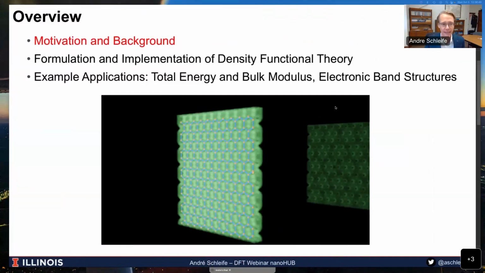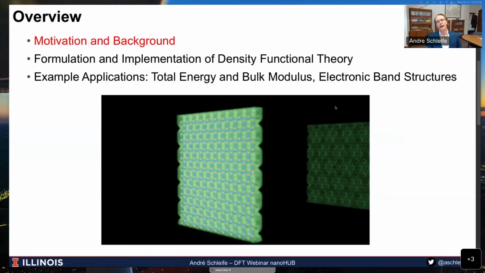Okay, so the goal for today, I divided this into 3 points. Given the diverse audience, I want to start by motivating what we're doing. So maybe telling a little bit about the background and why we are ending up using DFT. That will be the first part. In the second part, I will talk a little bit about what are the underlying assumptions or equations of DFT. So I call that formulation and implementation of DFT. And then in the remaining third, we'll talk about applications.